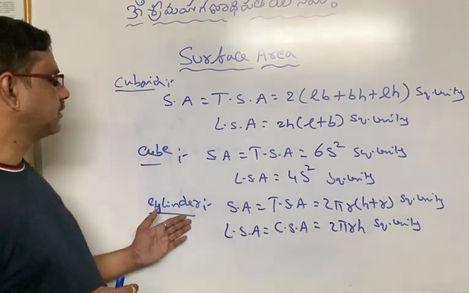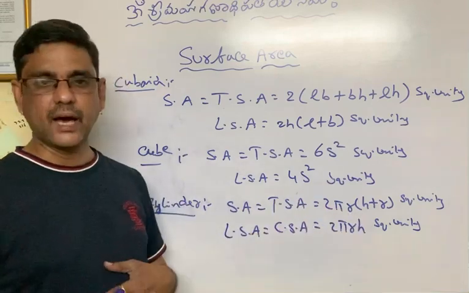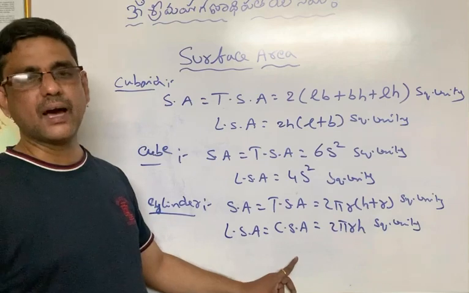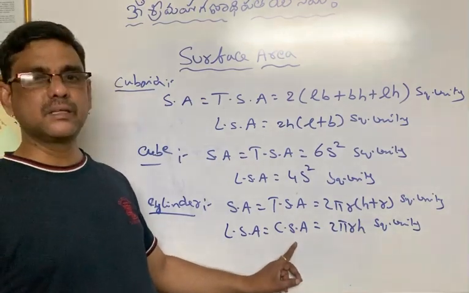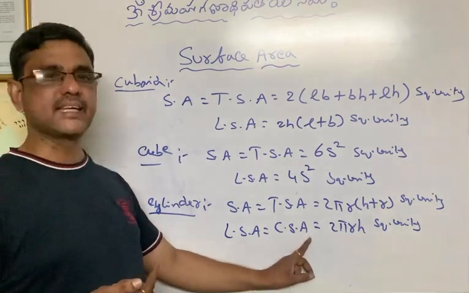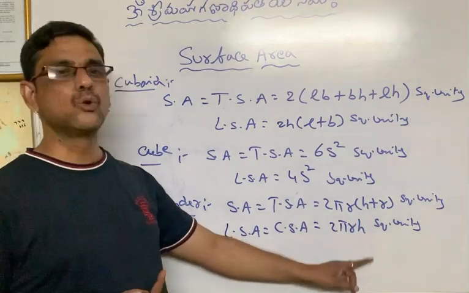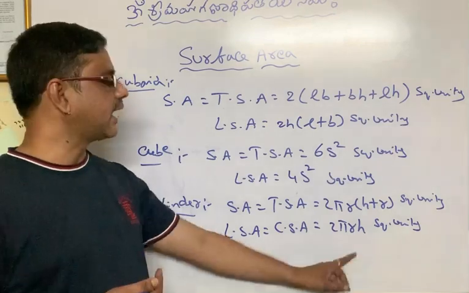Coming to the cylinder, the total surface area is 2 pi r into (h plus r). And the lateral surface area or curved surface area, because excluding top and bottom in the cylinder the remaining face is only the curved face, is 2 pi r h, where r is the radius of the top or bottom and h is the height of the cylinder.